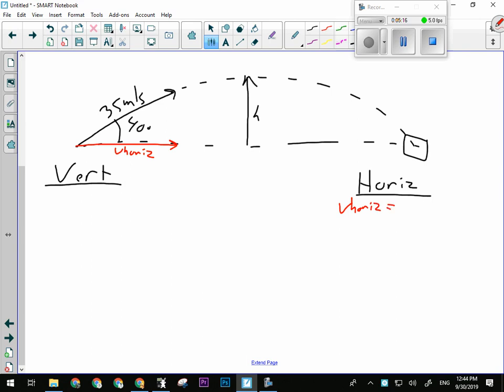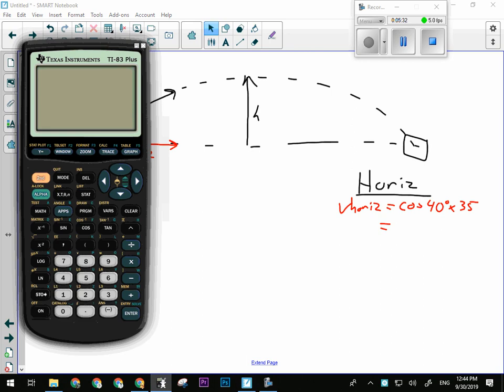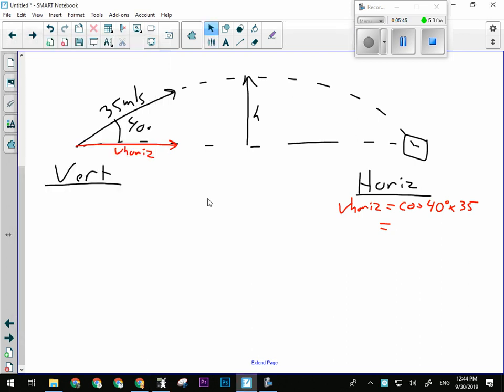So if I want to calculate what the horizontal component of that launched velocity is, I'll use trig. It's the adjacent side, so I'll go cos of 40 degrees times 35 meters per second. Cos of 40 times 35. All right, so I've got 26.81 meters per second. Obviously, I'll keep all those decimals for my later calculations.